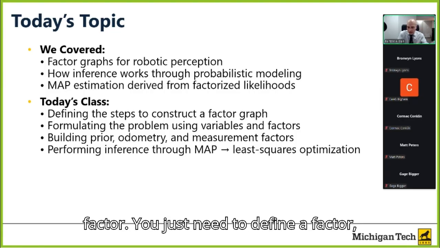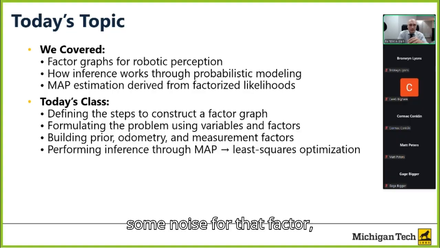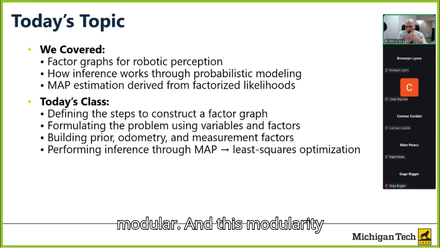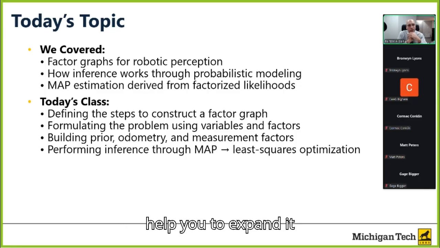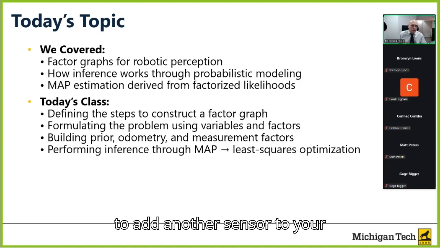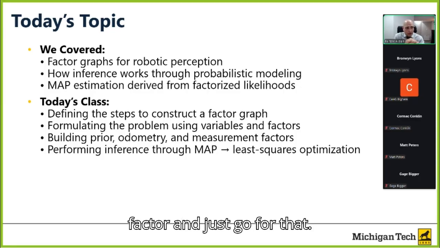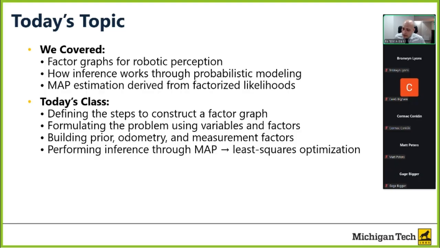You just need to define a factor, some noise for that factor, and the likelihood of that factor, and it's very modular. This modularity helps you to expand it easily. If you want to add another sensor to your robot, you can just add another factor and go for that.